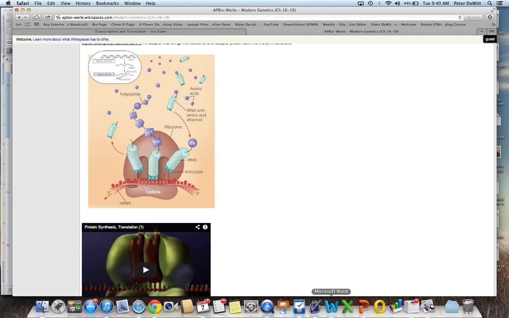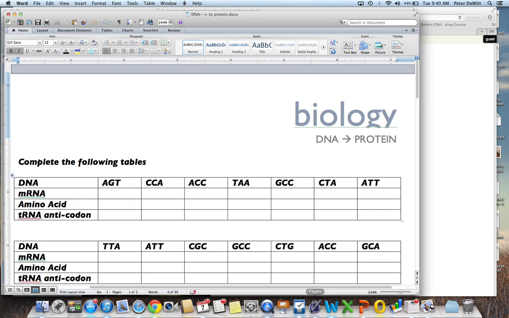Now, here's how you do this. If you had a DNA strand that was AGT, what would the mRNA be? What goes with A? Well, T goes with A, Mr. DeWitt. Well, careful. mRNA does not have a T. Oh, uracil. Got it. Okay. U goes with A. What goes with G? C. What goes with T? A. Got it. Okay, how about this one?